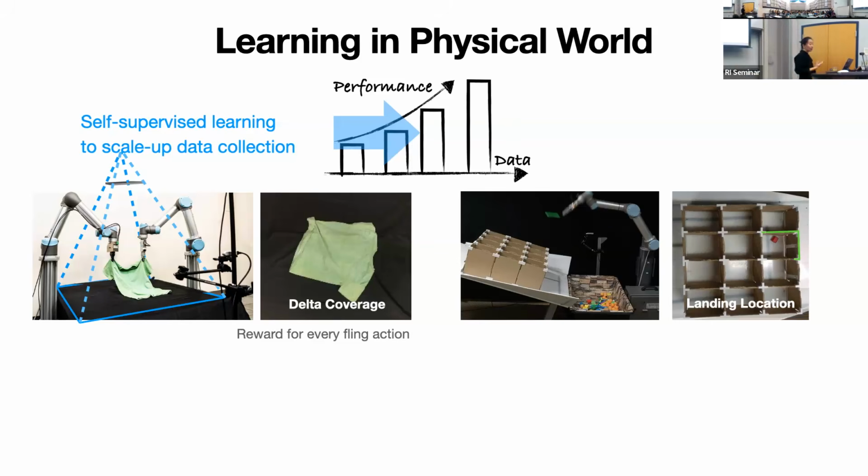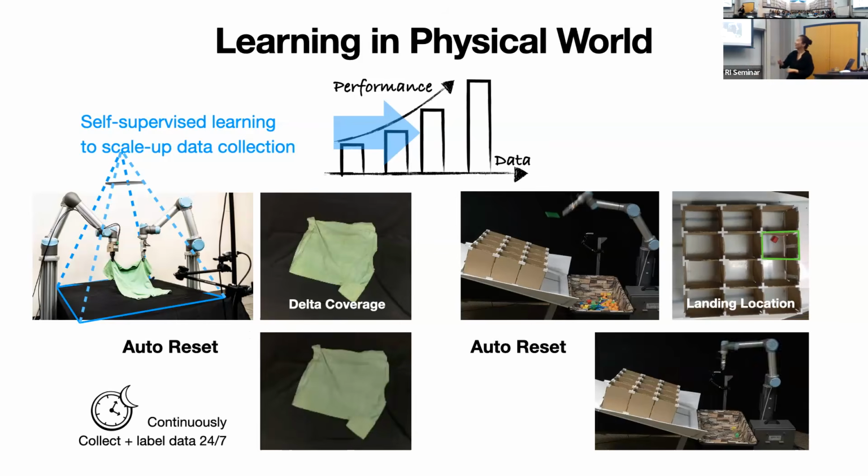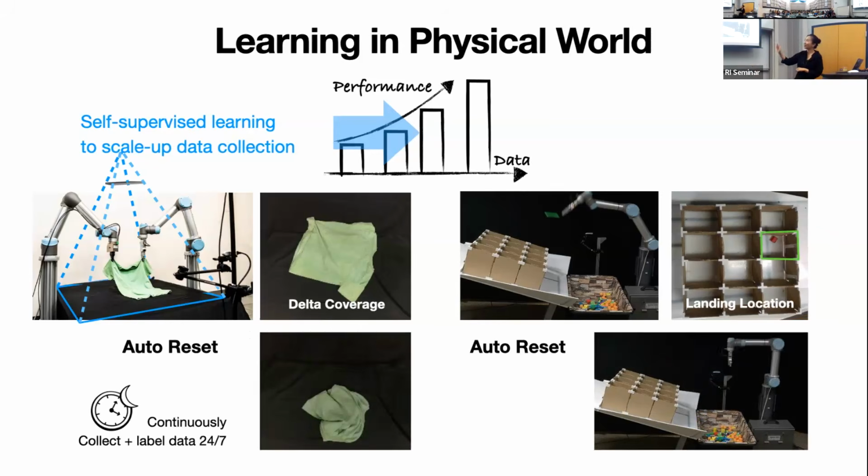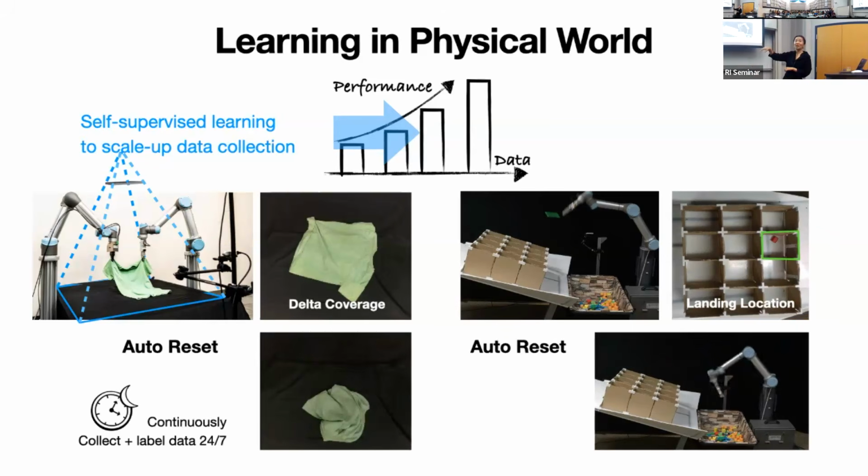And similarly, in the tossing ball case, we also can set up a top-down camera and observe where the object lands and use that as a supervision signal for every single tossing action. And then, most importantly, when you are combining those self-supervision signals with the auto-reset mechanism, you can actually allow the system to collect training data 24/7 without human intervention. So I think in particular, here is how the tossing ball reset.